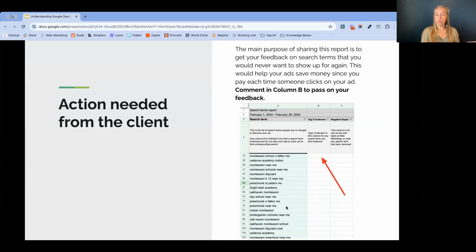Maybe preschools near me. Maybe you don't offer a preschool program. Maybe you only have middle school and elementary. Then that would be a search term that you don't want to show up for. So this is where we like to get your opinion as we go through, because at the end of the day, if we're running ads for you, we're not there, we're not in your location. This is where we would need your help of what you would not want to show up for.